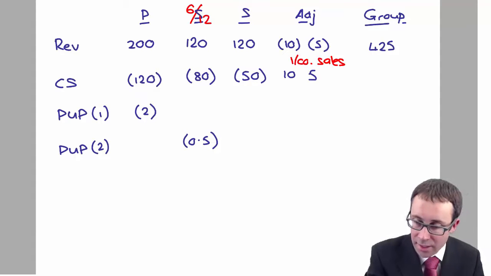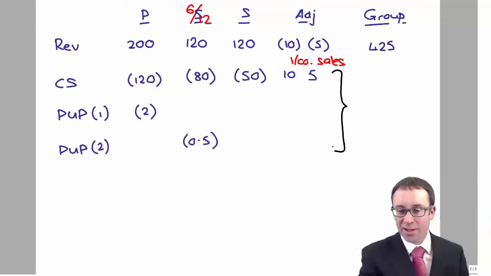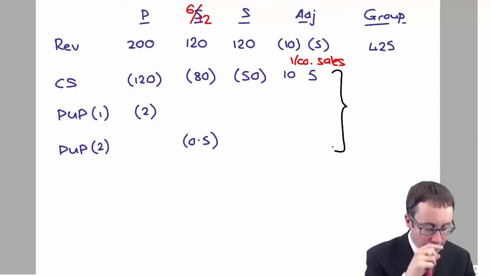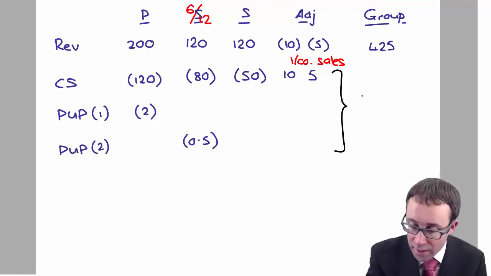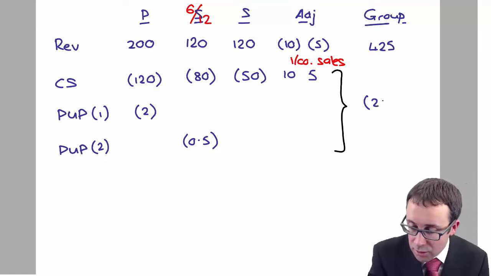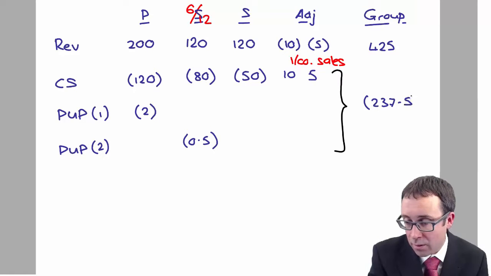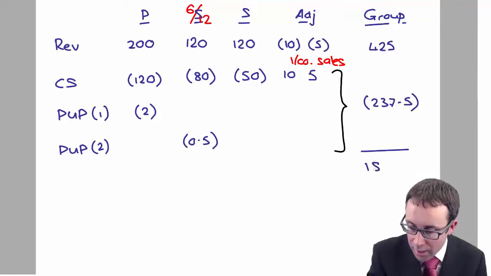And you then just need to be a little bit careful when you're going through and working out the cost of sales figure. So what have we got? 120 plus 2, plus 80 plus 0.5, plus 50 less 10 less 5. Okay, does that go through there and give me 237.5, which then gives me gross profit of 187.5.